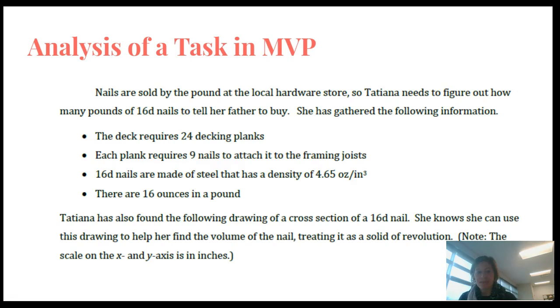So nails are sold by the pound, and you're going to build a deck. And we know that the deck requires 24 planks. The plank requires 9 nails. We know the density of the steel, and then how many ounces are in the pound. And so what our students are expected to do is, given that cross-section of a nail and these other bits and pieces of information, how many pounds of nails should we buy at the hardware store?